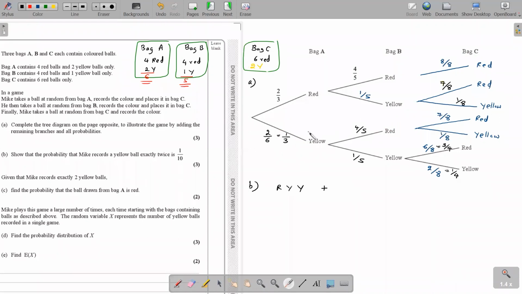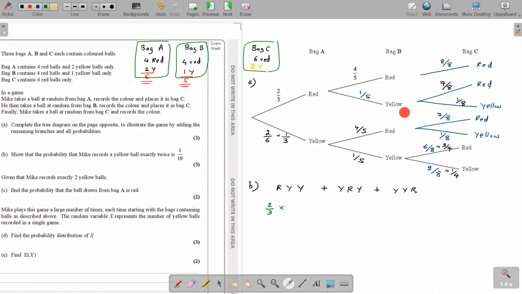Yellow, red, red also doesn't work. Yellow, red, yellow is another option. And then yellow, yellow, red is the last option. So these are the 3 paths where Mike records exactly 2 yellow balls. So multiply the probabilities along each branch. Red is 2 over 3. Now you understand each branch, right?